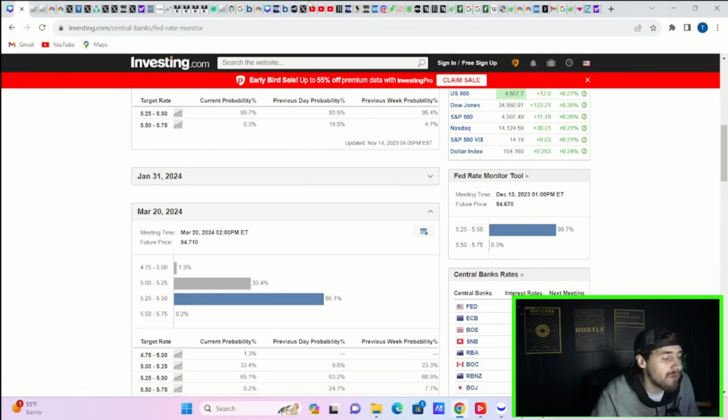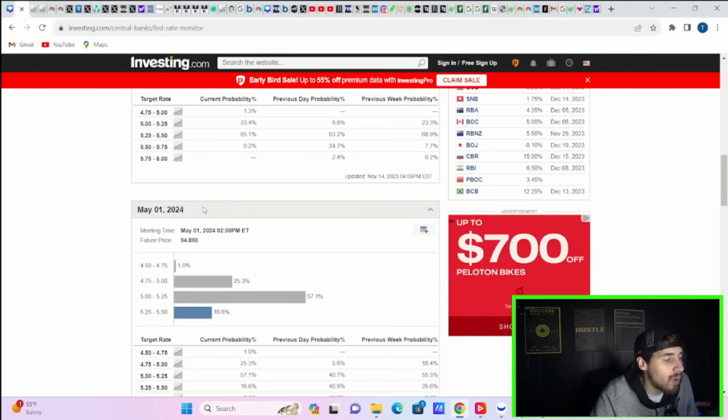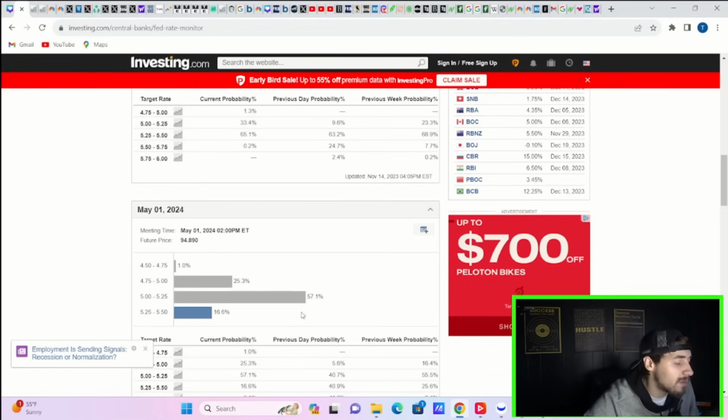And there is a 33.4% chance of a rate cut in March, at least one. And there's a 65% chance of a hold. So you're starting to see the markets pricing in weaker Fed policy, rate cuts coming sooner. And that is maybe offsetting a little bit of this rise in bond yields today that we're seeing.